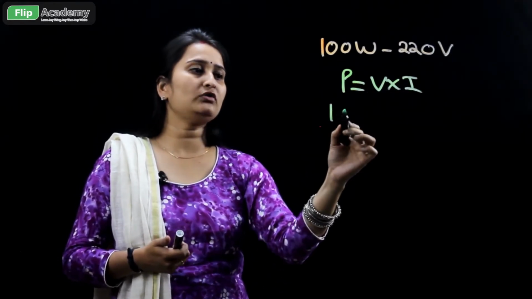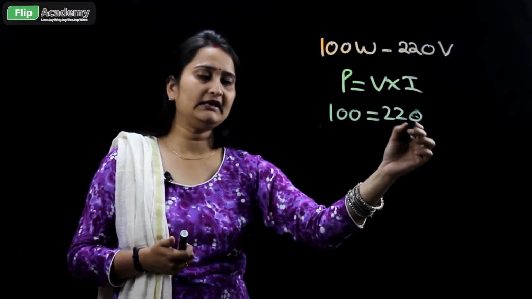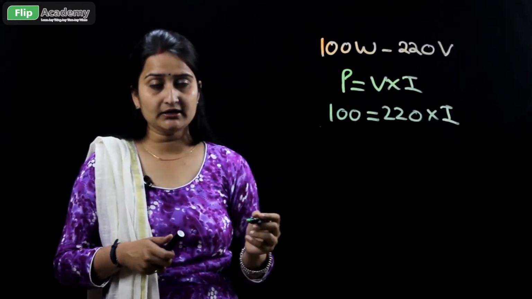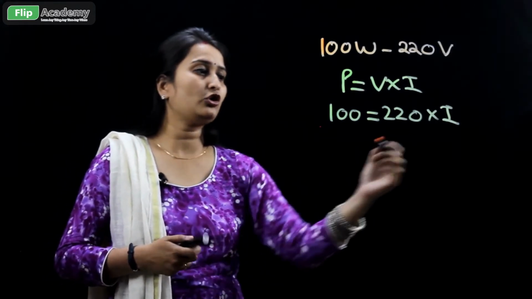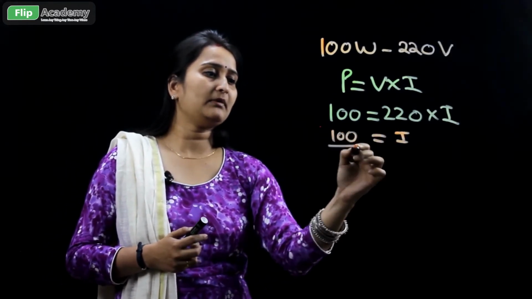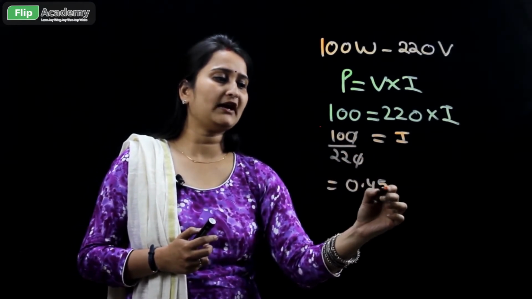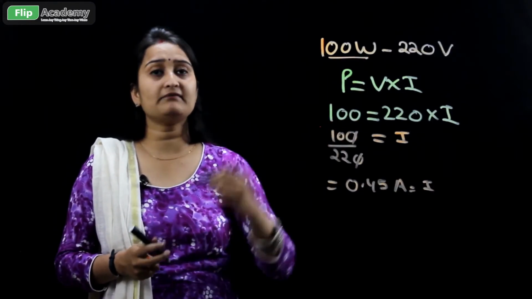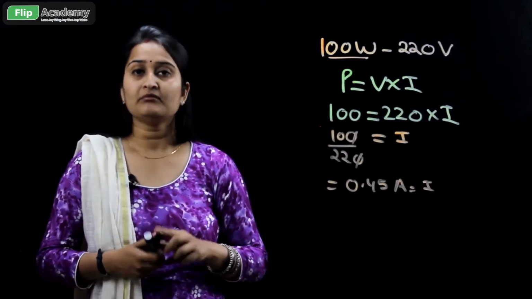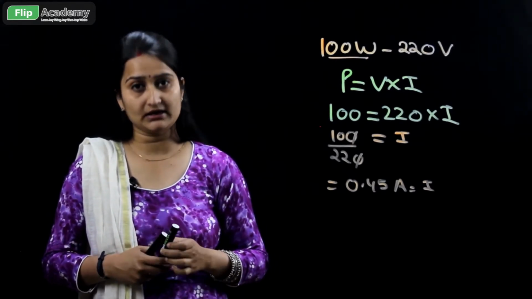Power is given to you, that is 100 watt. V is given to you, that is 220. You have to calculate the current through which the bulb is glowing or operating. So, the current is 100 upon 220. You can divide it, and you will get 0.45 amperes. That means the bulb having 100 watt power is operating on a 0.45 ampere current.